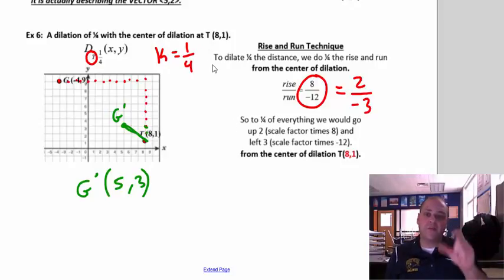So you don't always have to dilate from the origin. You could dilate from any point. It's just using the slope to chop it down or make it bigger. Okay, we'll see you for more practice on this in class.